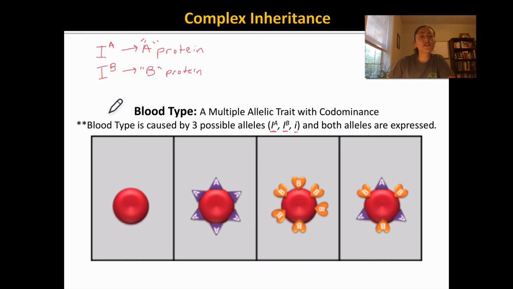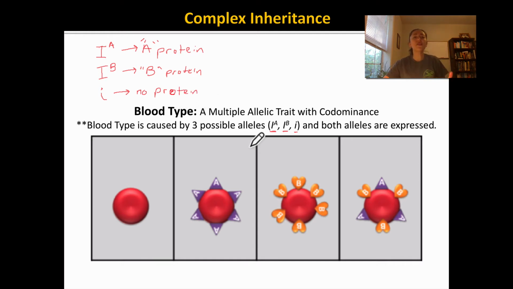And if an individual just has a little i allele, this means that they have a gene sequence that has a mutation that doesn't make a protein at all. So this gene is mutated and no protein is made by it. It's pretty much like a silenced gene.